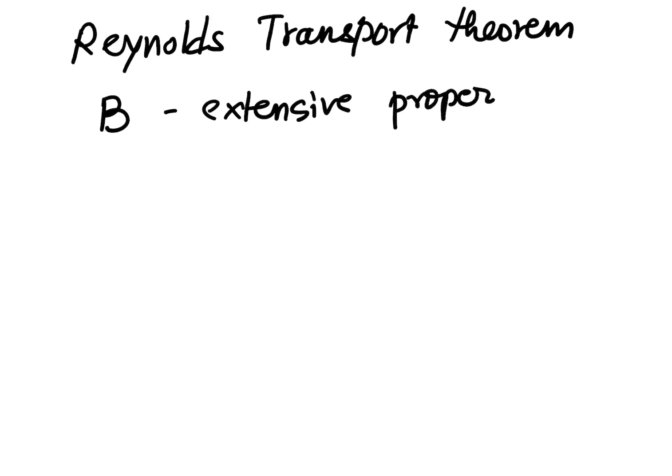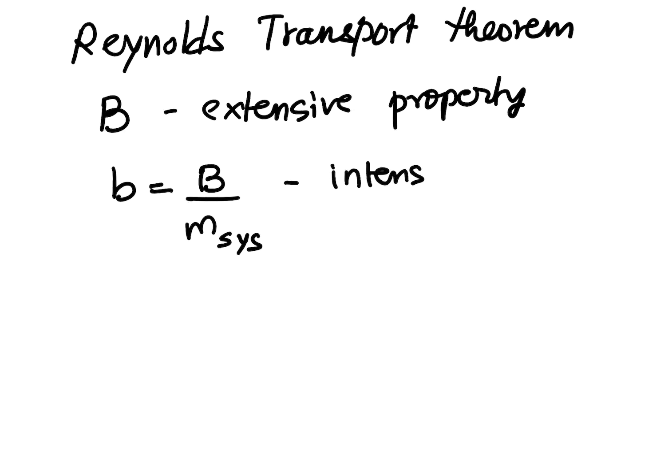You may recall that in the previous module, we had discussed the Reynolds transport theorem, which I am going to state here. If you have any arbitrary extensive property B, the corresponding intensive property, lowercase b, is defined as B divided by the mass of the system. This is the intensive version of the same property.